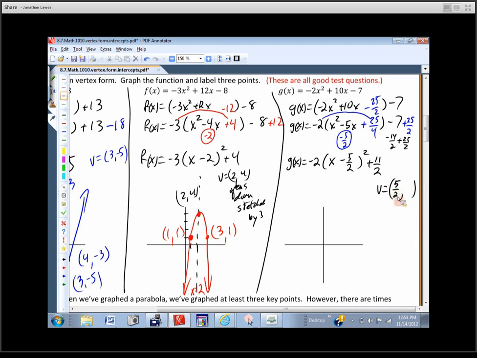5 halves, comma, positive 11 halves. So that means I'm going to be over 2 and a half, right about there. This is going to be where my axis of symmetry is. And I go up 11 halves, so that's going to be 5 and a half. 1, 2, 3, 4, 5 and a half. So I'm going to be right there. So that right there is my axis of symmetry. This is my vertex, 5 halves, comma, 11 halves.